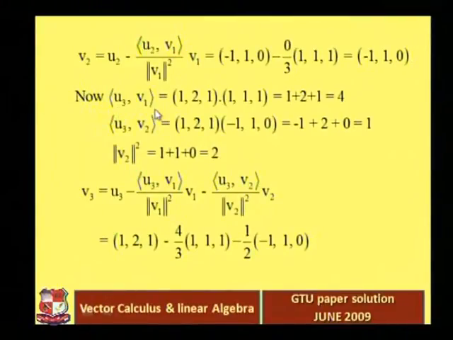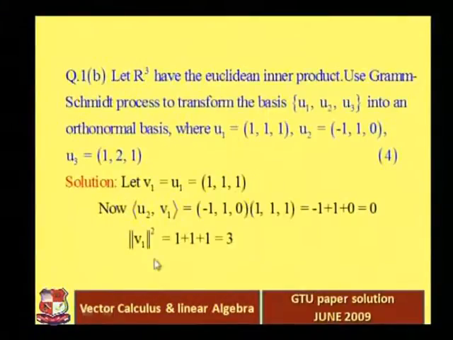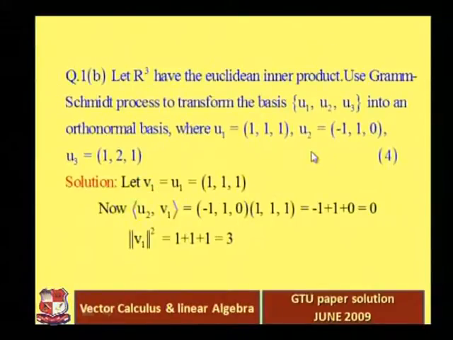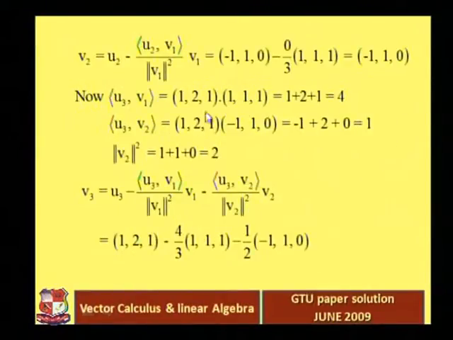Now inner product U3 V1. What is inner product U3 V1? U3 is (1, 2, 1) and V1 is (1, 1, 1). So (1, 2, 1) into (1, 1, 1) is equal to 1 plus 2 plus 1, that is equal to 4.